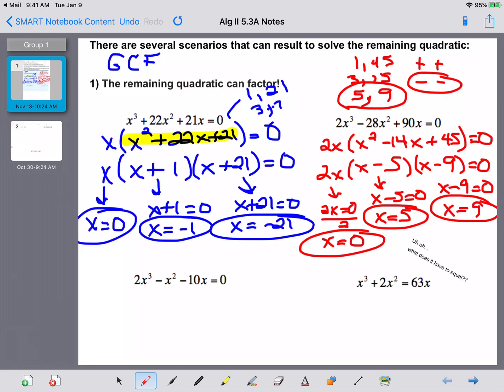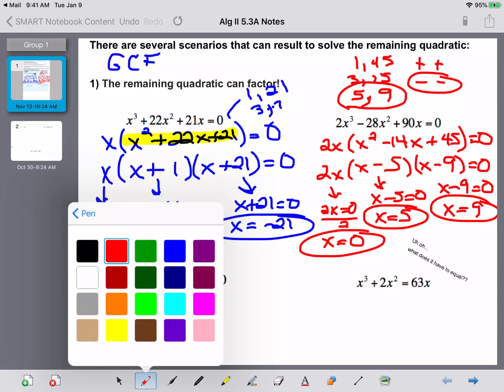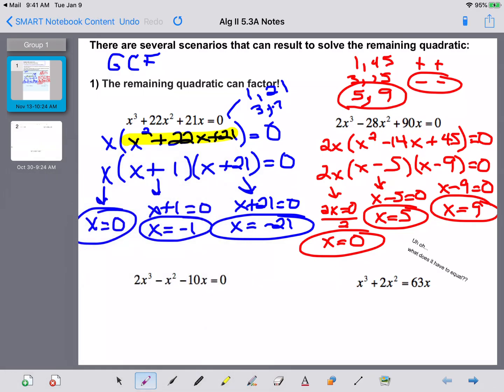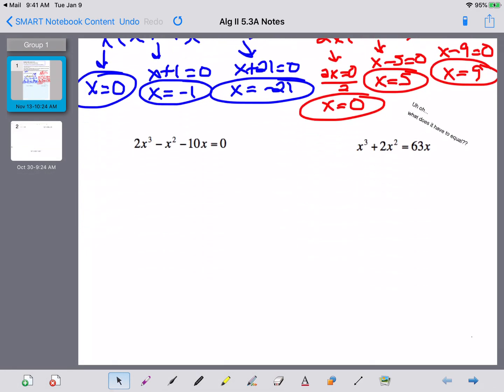All right, why don't you guys go ahead and pause the recording and try this next one. All right, let's see how you did. First thing I can do is pull out an x. That leaves me 2x squared minus x minus 10.